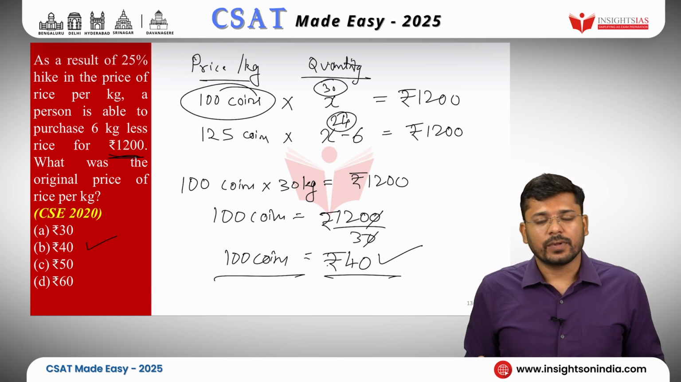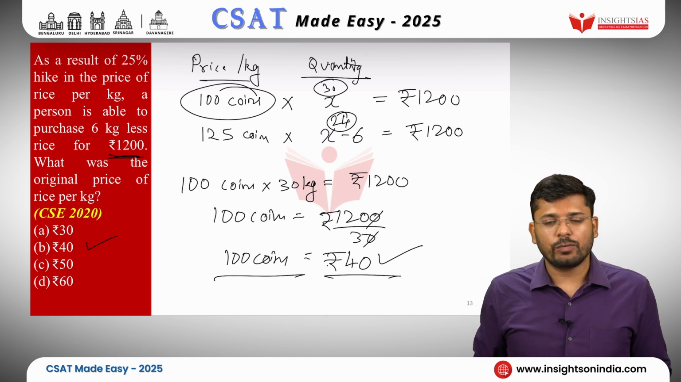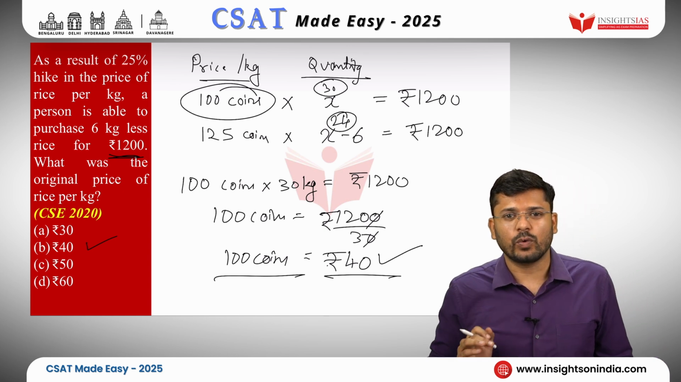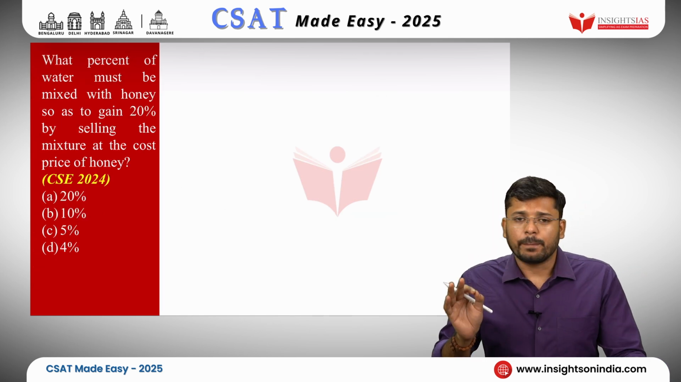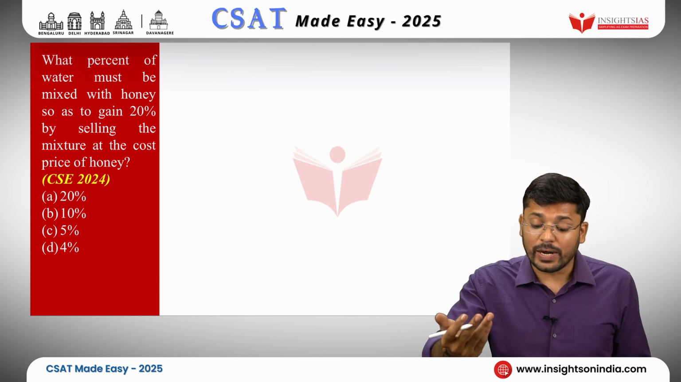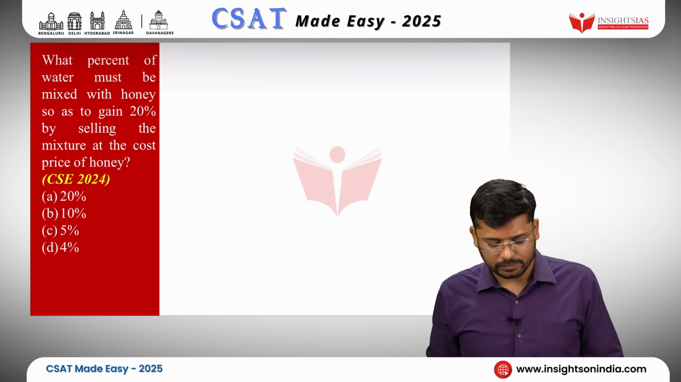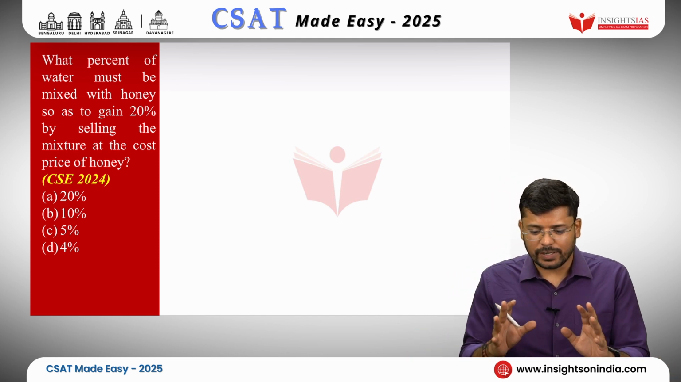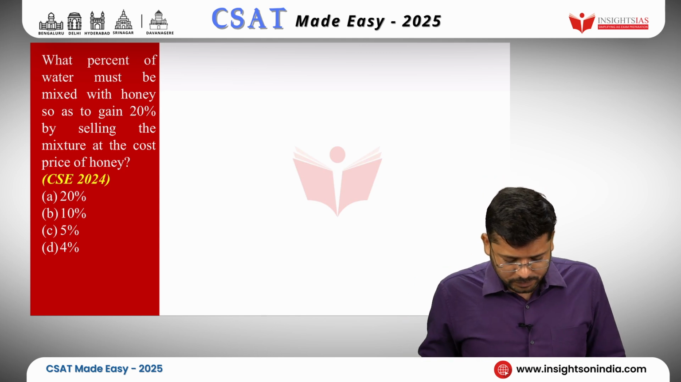It might seem a bit confusing, but solve it at your end, and you will be able to understand the concept after one trial. We will look at another problem. What percent of water must be mixed with honey so as to gain 20% by selling the mixture at the cost price of honey? Okay, what is this very confusing sentence formation? I will explain to you.